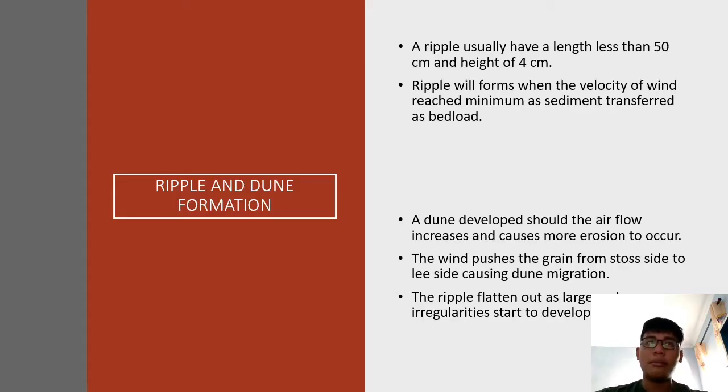All right, let's get to the ripple and dune formation. A ripple usually has a length of less than 50 centimeters and a height of 0.4 to 4 centimeters. A ripple will form when the velocity of wind reaches the minimum as sediment is transferred as bed load. But should the velocity of wind be higher, a dune will develop because the erosion rate is higher at that point. The wind pushes the grains from the source side to the lee side, causing dune migration, and the ripples flatten out as a large irregularity starts to develop.